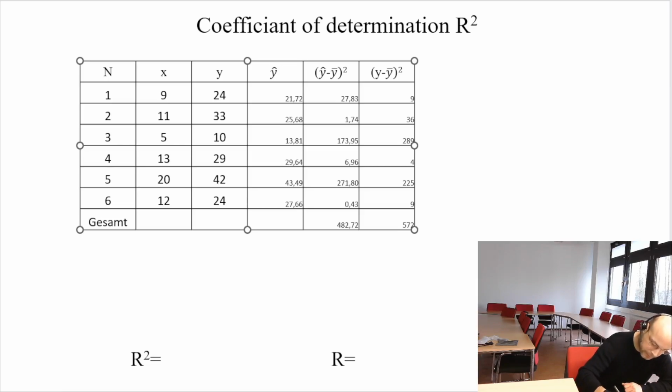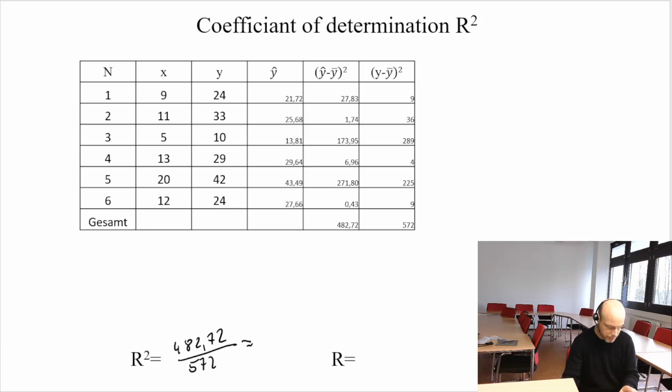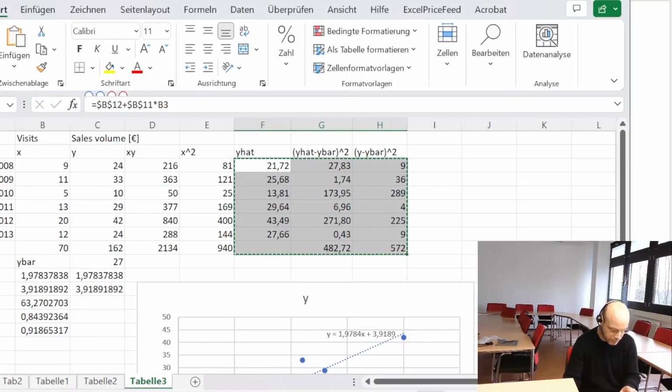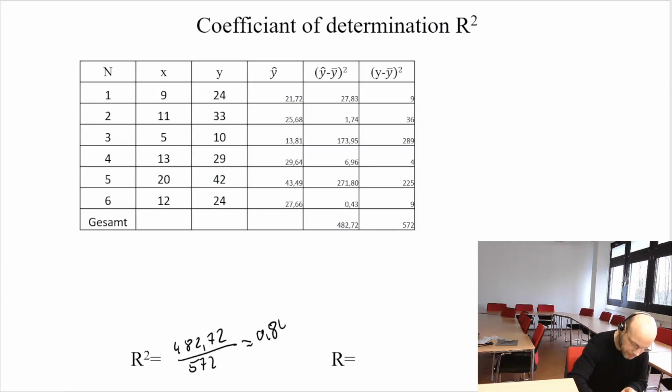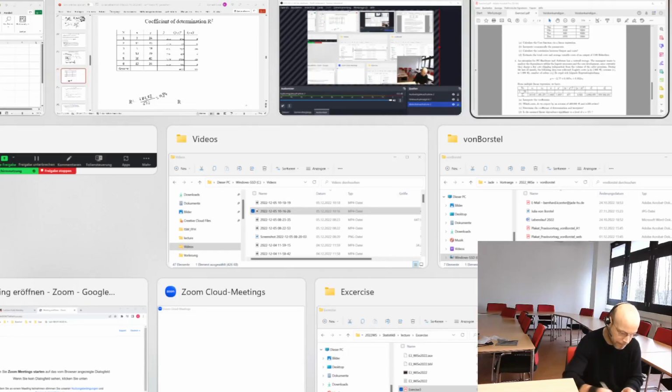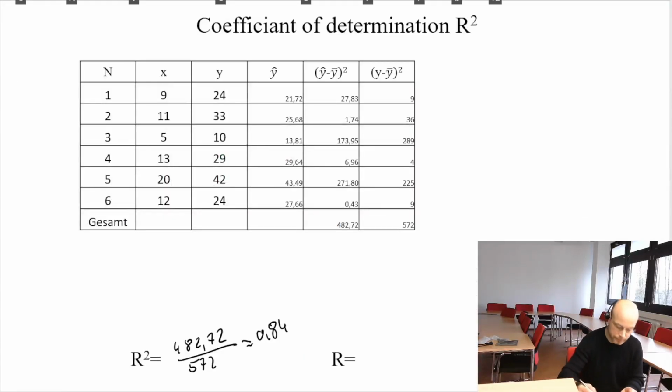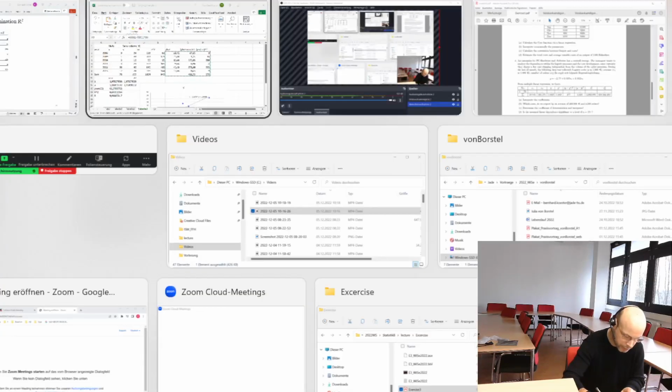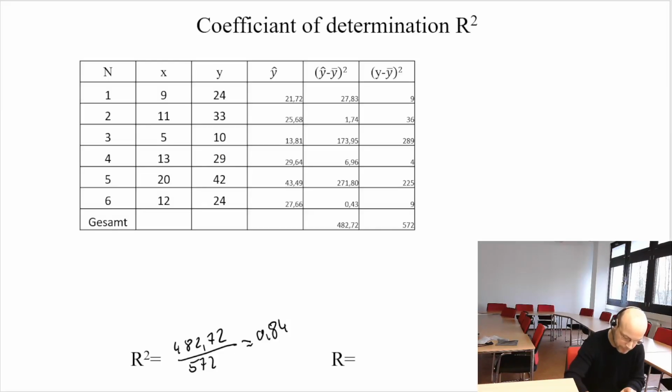And then we have, of course, 482.72 over 572 is roughly 0.84, and this would be then 0.92, I think. Yep, 0.92.